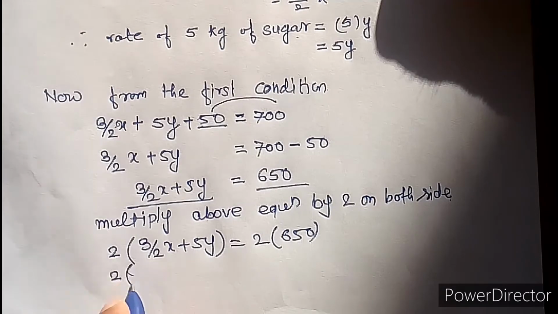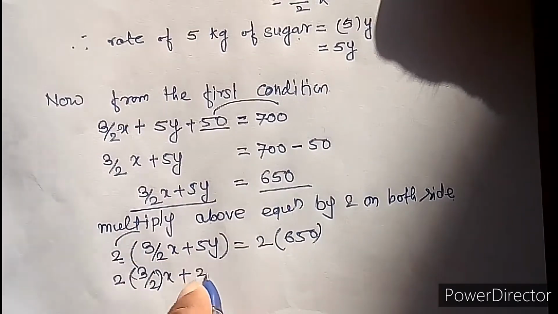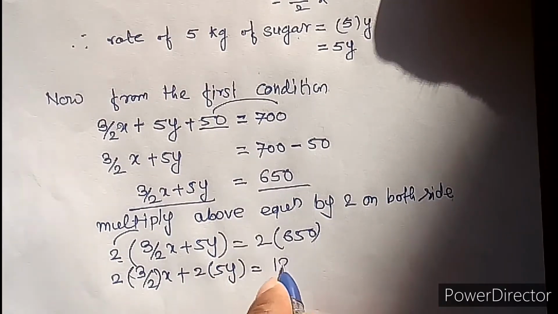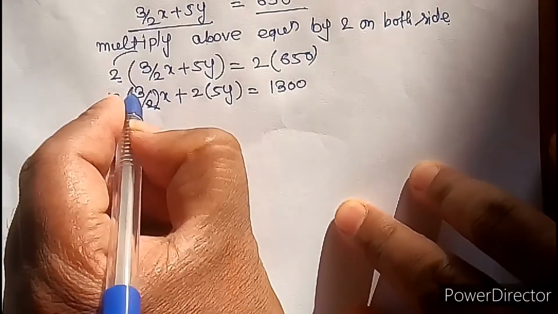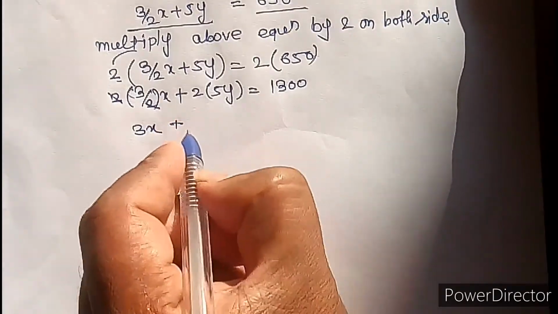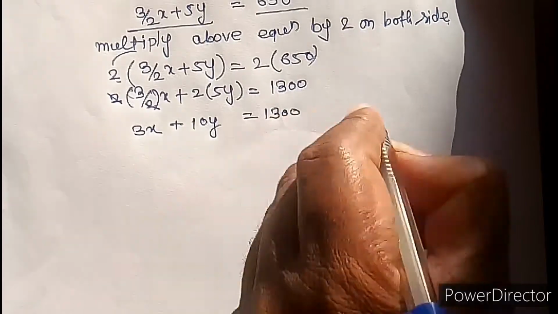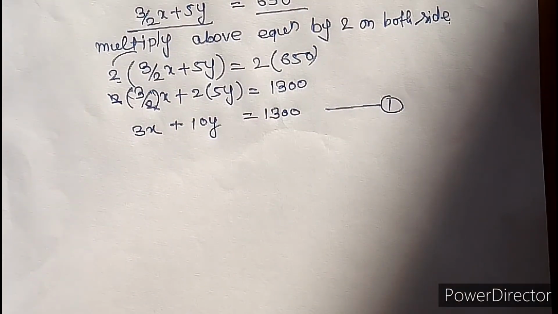2 into 3 by 2 of x plus 2 into 5y equals 2 into 650, that is 1300. Now on solving, the 2 gets cancelled, 3 into x, that is 3x, plus 2 into 5, that is 10y, equals 1300. That is equation number 1. We get it from the first condition.